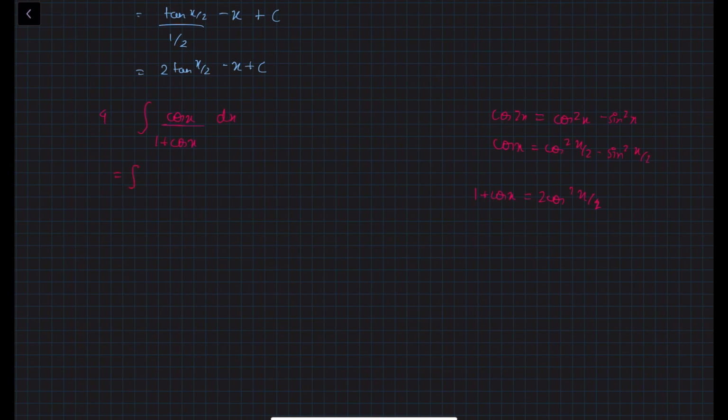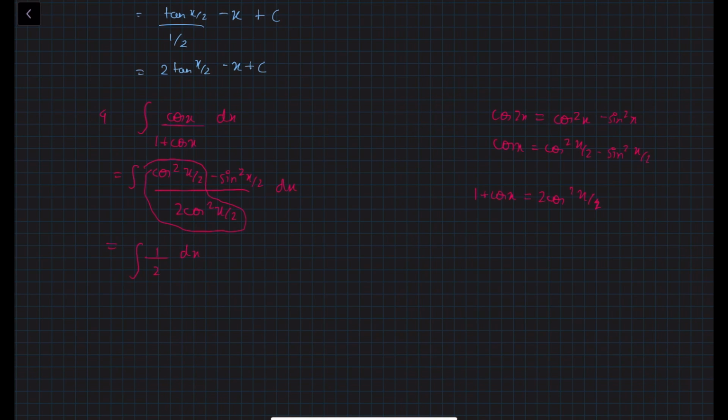So I'm just going to rewrite the integrand as cosine square x over 2 minus sine square x over 2, over 2 cosine square x over 2, with respect to x. Now we're going to split the fraction as you always want to do when we can. So the first part becomes that, and here the cosine square x by 2 just cancels. It's just the integral of 1 over 2 dx.